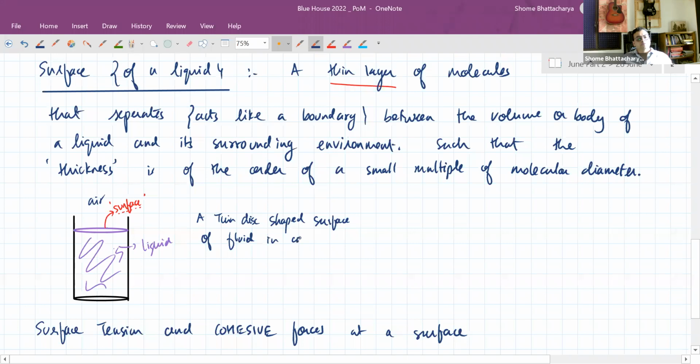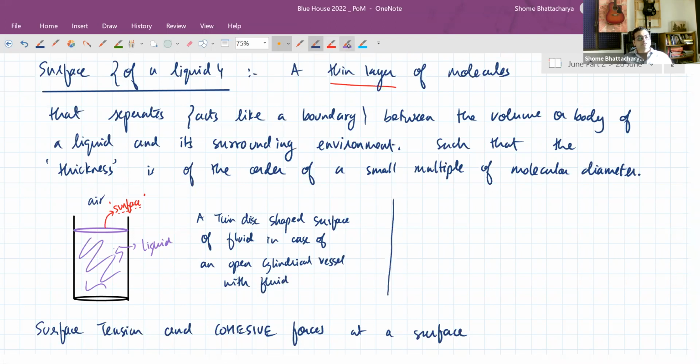In case of an open cylindrical vessel with fluid. Another example would be, now this is something very interesting.